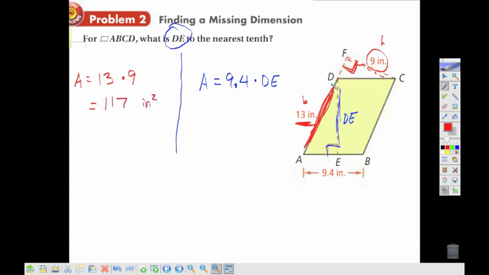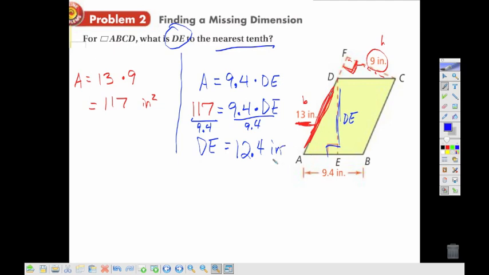The area of the parallelogram then would be the same no matter which side you take it with. So this area here would also be 117. And that will still be equal to 9.4 times DE. So if I want to find DE, I will just divide both sides by 9.4. And I'll find that my DE is about 12.4 inches to the nearest tenth. Notice this is a length here, so we're using inches and not inches squared. So be careful what you're measuring. Don't just throw inches squared on here now. We're looking at a length here, so it's measured in inches.